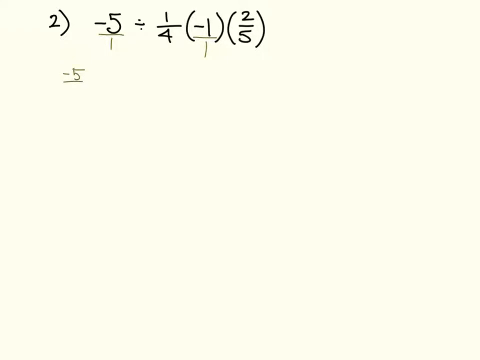We keep -5 over 1. Change the division symbol to multiplication, taking the inverse of 1/4, which becomes 4 over 1. Then we get multiplied to -1 over 1, and then multiplied to 2 over 5. And again, this is the multiplicative inverse property.